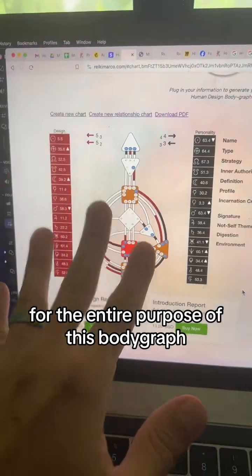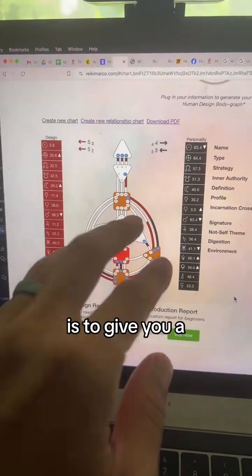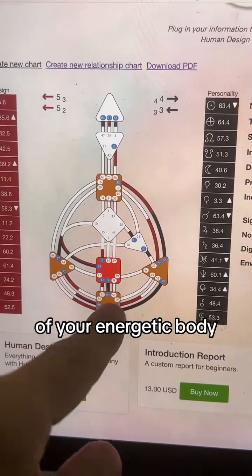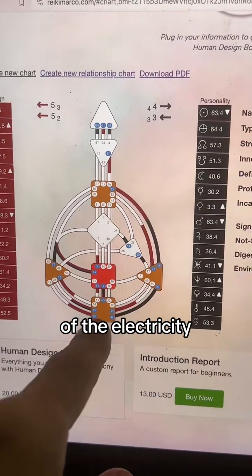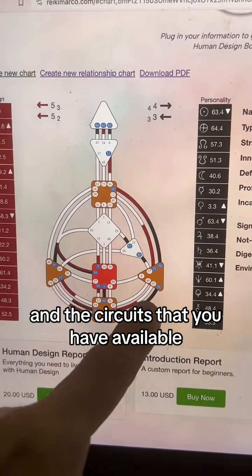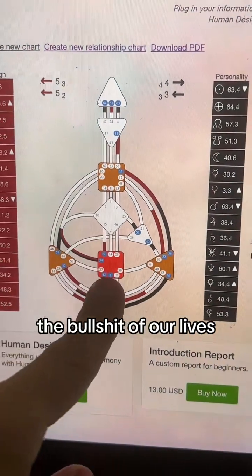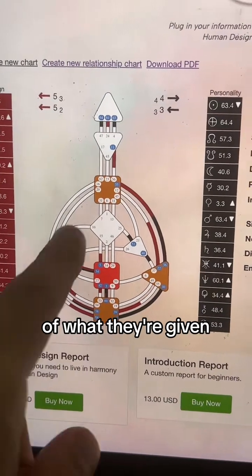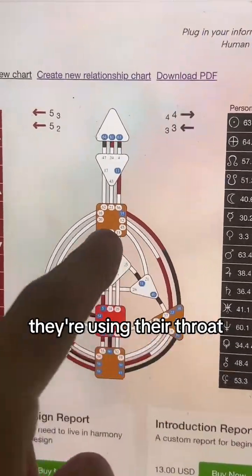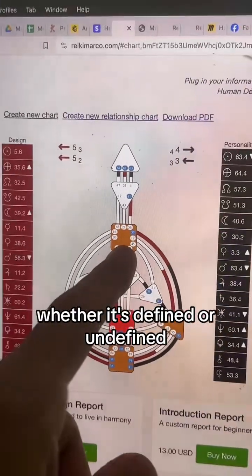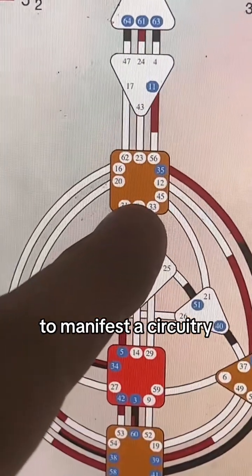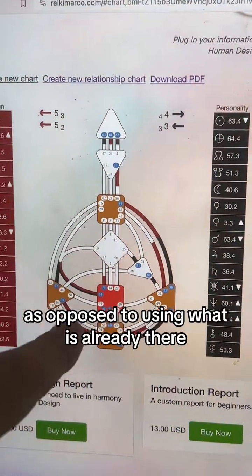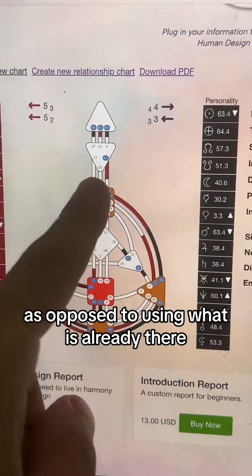So the entire purpose of this body graph is to give you a visual representation of your energetic body, of the electricity and the circuits that you have available. The bullshit of our lives is that most people are using the opposite of what they're given to manifest their life. They're using their throat, whether it's defined or undefined, to manifest a circuitry that fills in all of these gaps, as opposed to using what is already there.